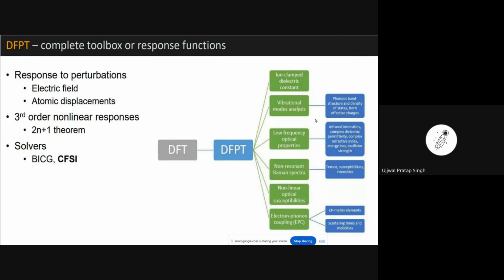RESCUE comes with DFPT also, the density functional perturbation theory toolbox for response functions like electric field, atomic displacement, and third-order nonlinear response, and solvers like CFSI and BiCGStab, where you can find the ion-clamped dielectric constant, vibrational mode analysis like phonon band structure and density of states, Born effective charges, low-frequency optical properties like infrared intensity, complex dielectric permittivity, complex refractive index, energy loss, oscillator strength, and non-resonant Raman spectra like tensor, susceptibility, intensities, and electron-phonon coupling, with matrix elements, scattering times, and mobilities.